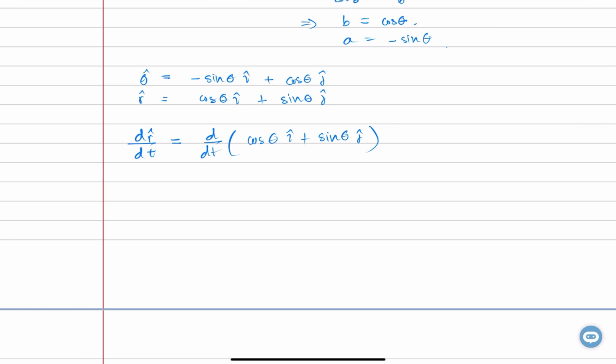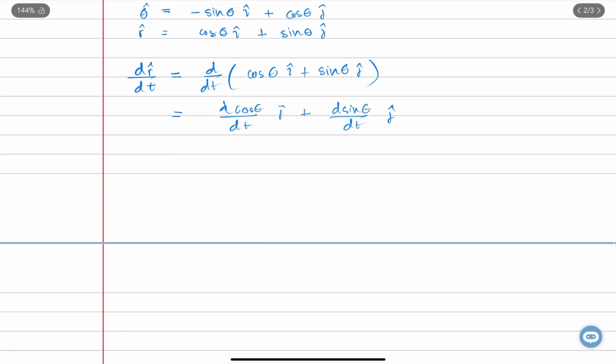And how do we evaluate this? Well, firstly, you don't need to be scared about having vectors inside differentiation. Differentiation with vectors works exactly the same as it does with scalars, except that you just have to be mindful of the order in which the vectors appear. So all the other rules, the product rules and everything, they work exactly the same. Okay. And when we differentiate this, first we would get d cos theta by dt times i cap plus d sine theta dt times j hat.